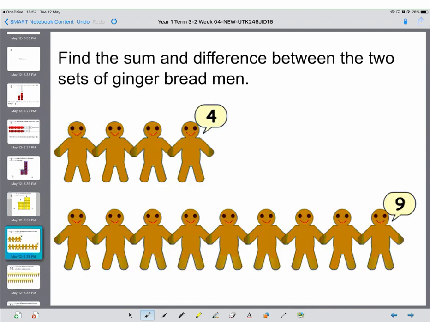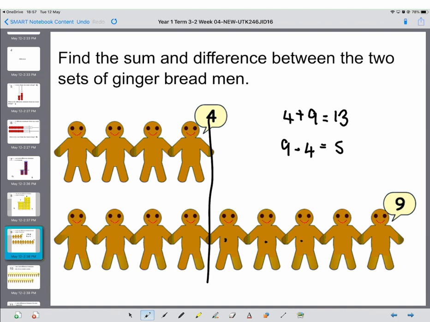Okay, next one, find the sum and difference between these two sets of gingerbread men. Now these have helped you by actually telling you how many there are. So the sum would be 4 plus 9, which equals 13, and the difference would be, we always start with a bigger number when we do a subtraction, 5. Okay, but you could just check that by drawing down here 1, 2, 3, 4, 5. Okay.